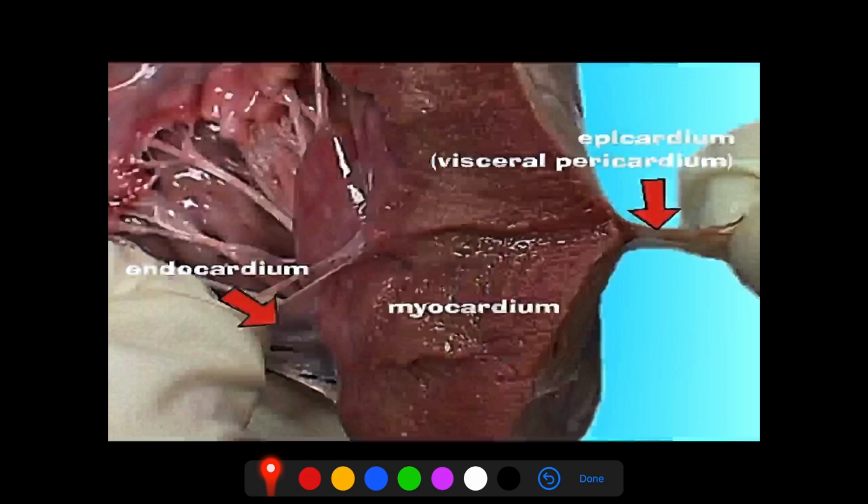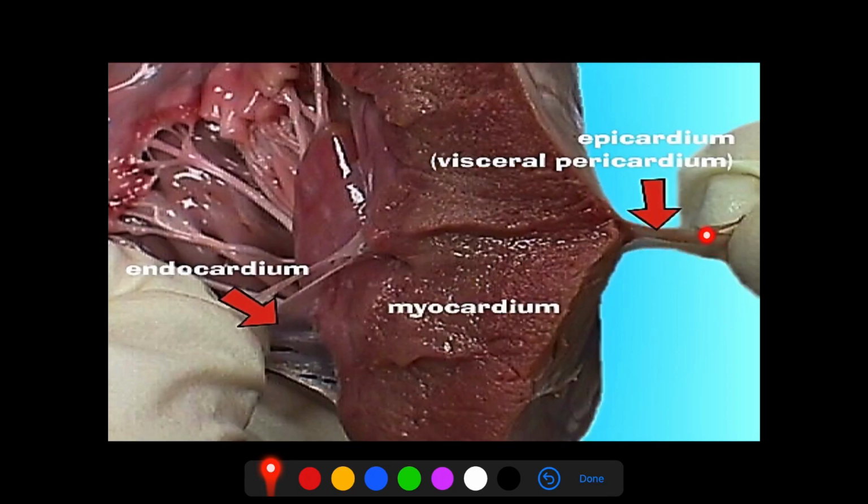Here we can see the epicardium, the outer layer or the visceral pericardium. This one, the myocardium, is responsible for the pumping action of the heart. And lastly, the endocardium, which again keeps the blood from sticking to the inside part of the heart, and helps us avoid forming potentially deadly blood clots.